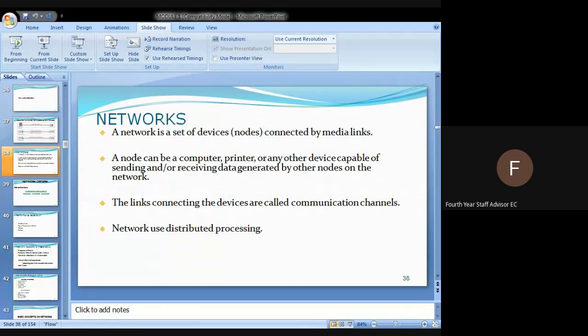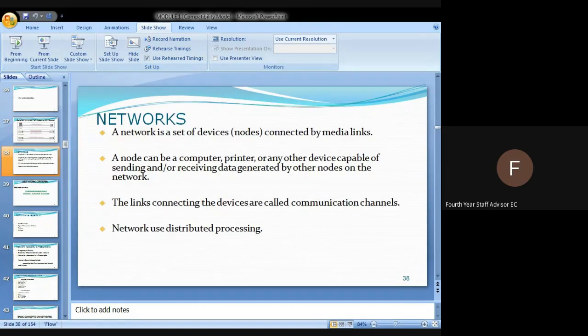Now the main important usage of a network is distributed processing. What does distributed processing mean? You have a task and you split it among multiple computers. So this is just a definition of a network. A network is a set of interconnected nodes which are connected together in order to share data as well as resources.